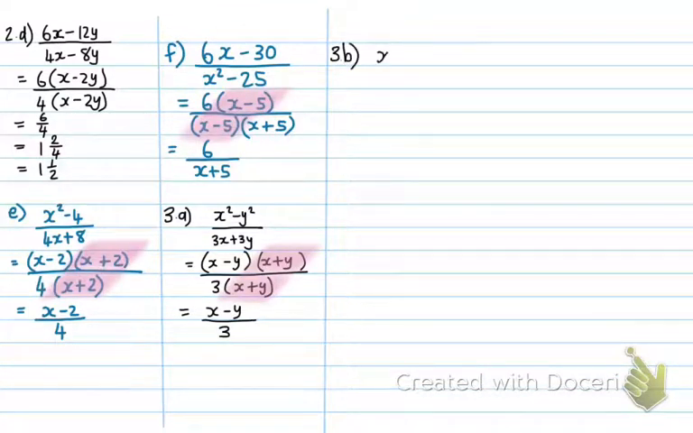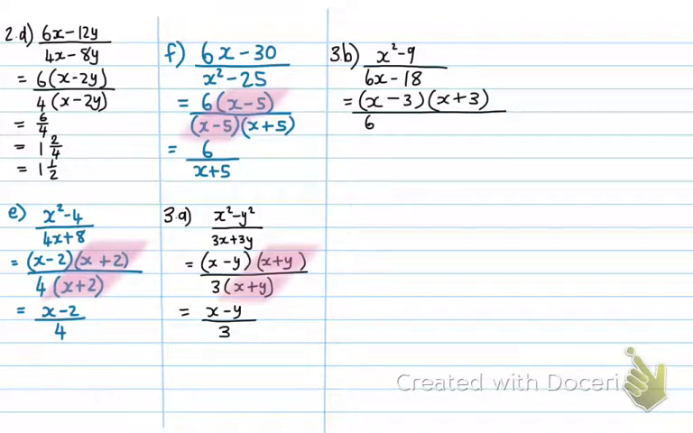Number 3b, x squared minus 9 over 6x minus 18. At the top, I have difference of two squares, so it's going to be x minus 3, x plus 3. At the bottom, I'm taking out a 6, so it's going to be x minus 3. The whole bracket, x minus 3, cancels out with the x minus 3 on the bottom. At the top, I'm left with x plus 3. At the bottom, 6. So it's x plus 3 over 6.